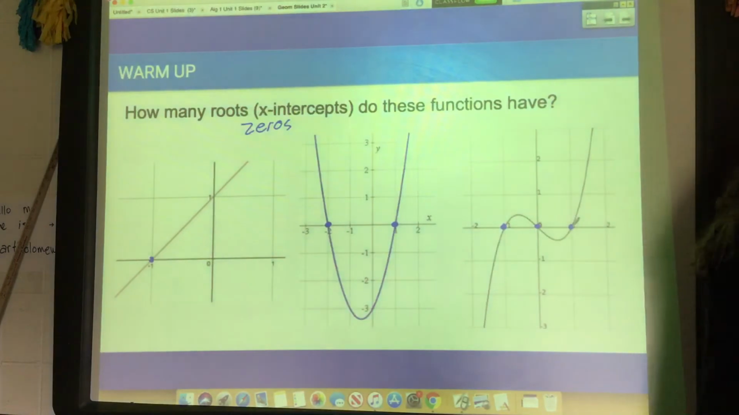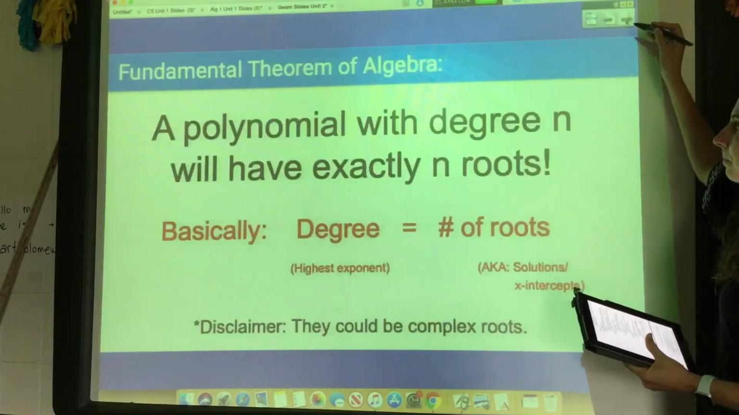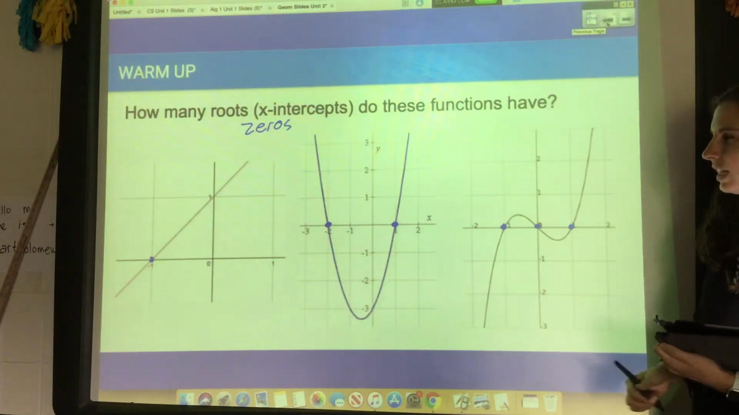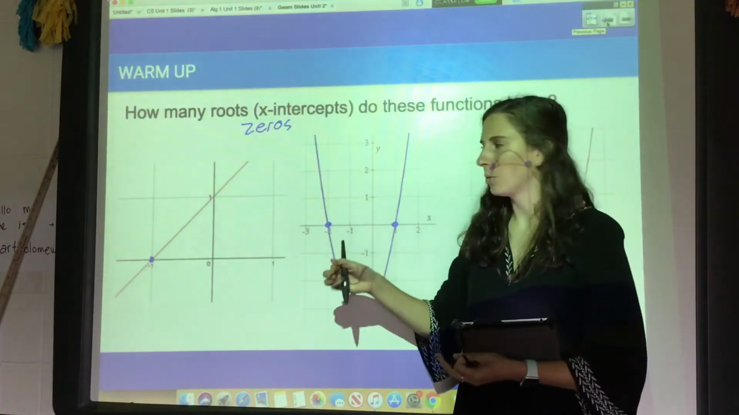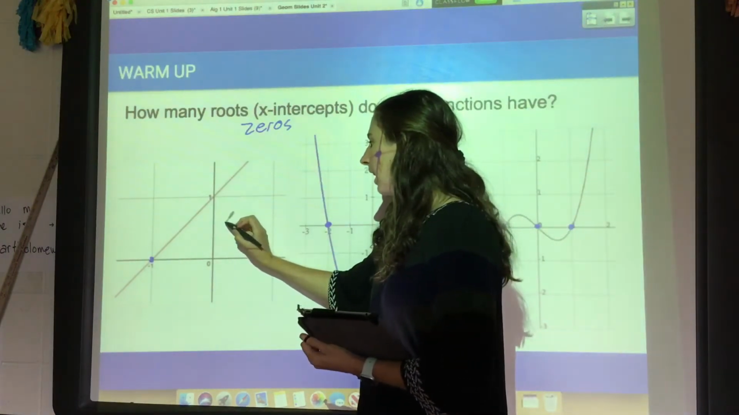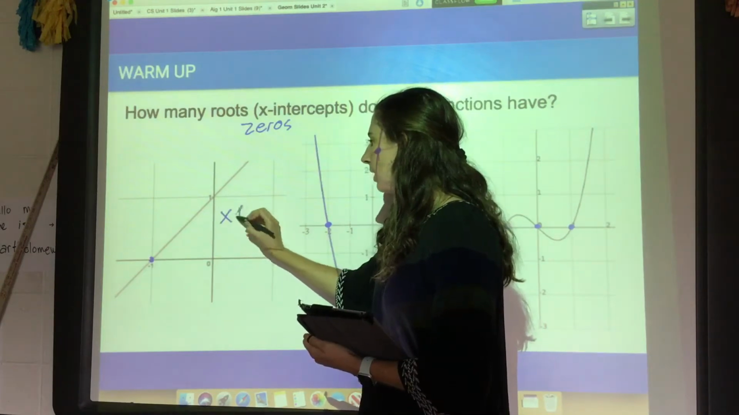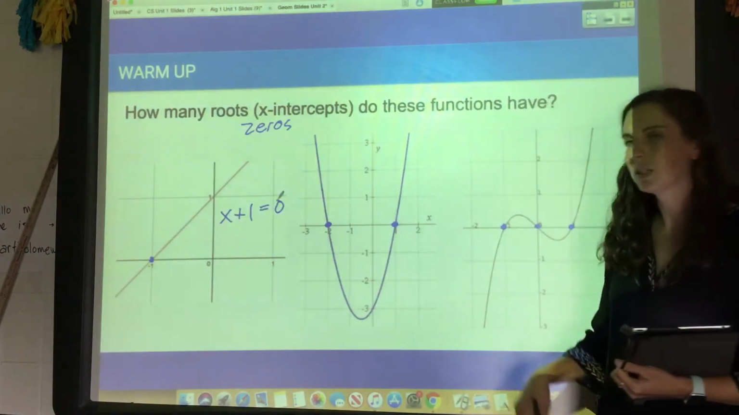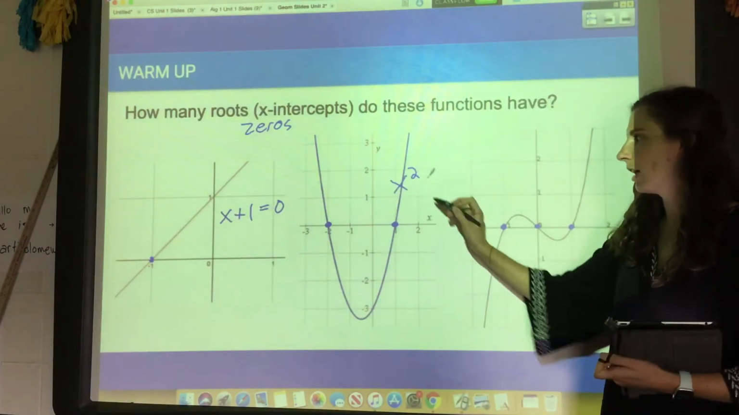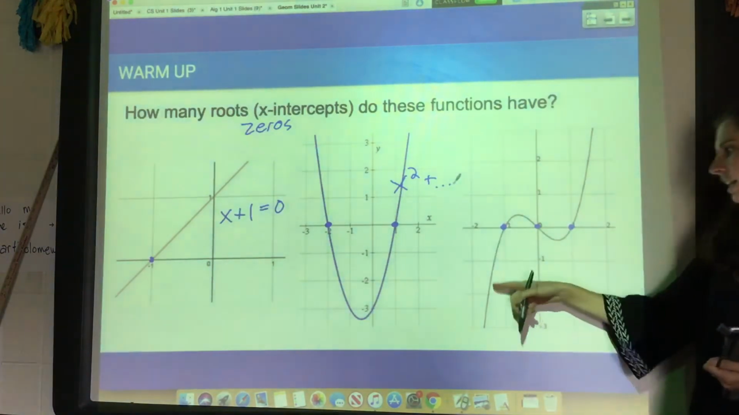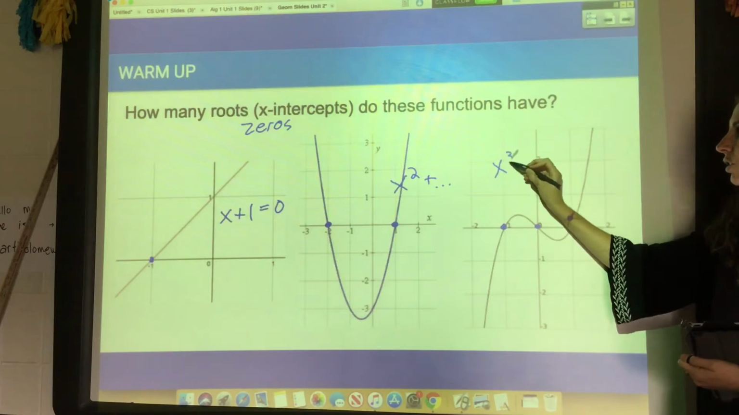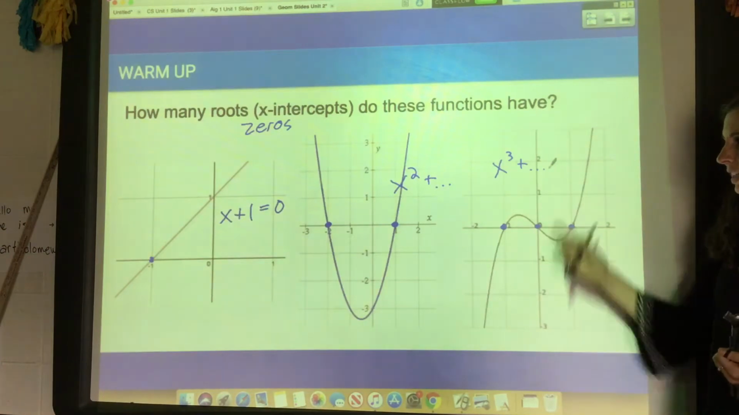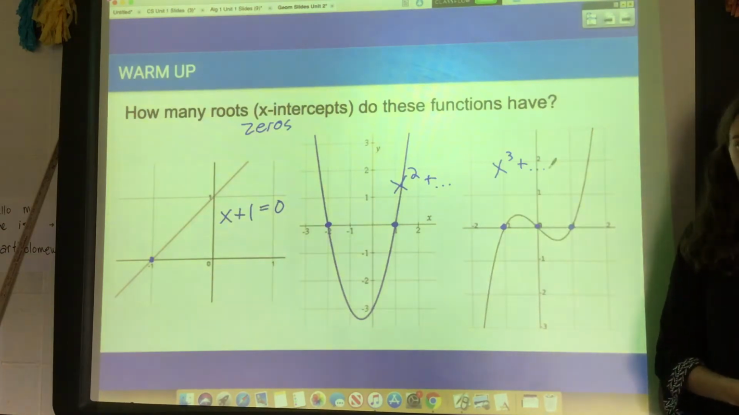All right, so hopefully that was a good little refresher. Think about the equations for this. Like, the equation for this one would be a line, something like x plus 1, and you're trying to see where it equals 0. And the equation for this would be a quadratic, something like x squared plus or minus something. And this one right here is a cubic, so it would be like x cubed with some other numbers in there. Do you notice a pattern between these equations and the number of roots that they have?